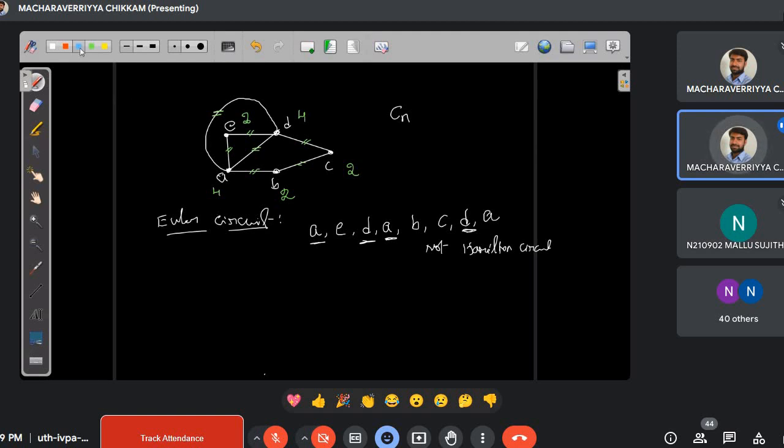Now let me write the Hamilton circuit here. That is simple: A, B, C, D, E, A. That's it. This is the Hamilton circuit. So here, the Hamilton circuit is not the same as the Euler circuit. Now I have a question. Can we have an Euler circuit which is also a Hamilton circuit? Is it possible?